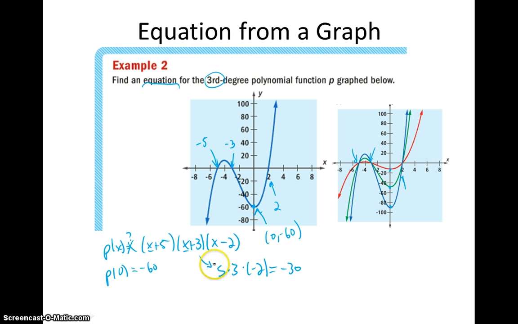Well, some of you might have already figured out we can just multiply -30 by 2. If we just multiply it by 2, we'll get to that -60. So all you have to do is just plunk a 2 in front. So it's going to be 2 times x plus 5 times x plus 3 times x minus 2. And some of you might be saying, well, how do we know we can just do that? How do we know there aren't more factors out here? How do we know we don't have to take one of these to a power or something?